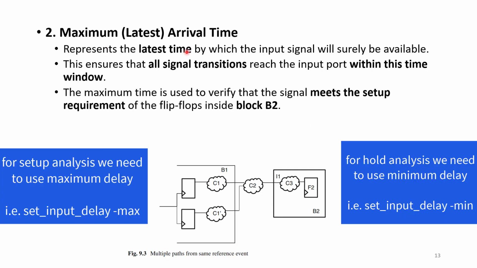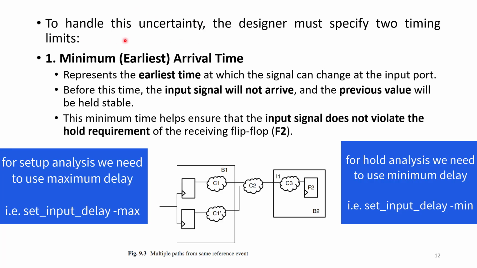Now let us see maximum arrival time, which is also called latest arrival time. It represents the latest time by which the input signal will surely be available. So this is the final time by which the data should be available. This ensures that all signal transitions reach the input port within this time window. The maximum time is used to verify that the signal meets the setup requirement of the flip-flop inside block B2. So you can remember it like this: max delay is for setup, and min delay is for hold. Similarly, maximum arrival time is used for calculating setup, and minimum arrival time is used for calculating hold.